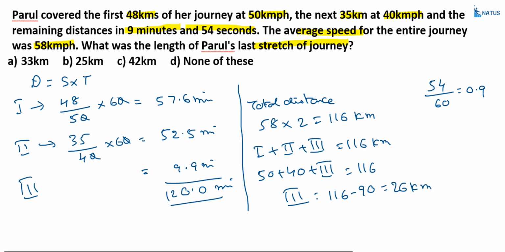So what is the answer? Option is none of these. Why? Because here options are 33, 25, 42, but here we get the distance of 26 kilometers. So answer is none of these.